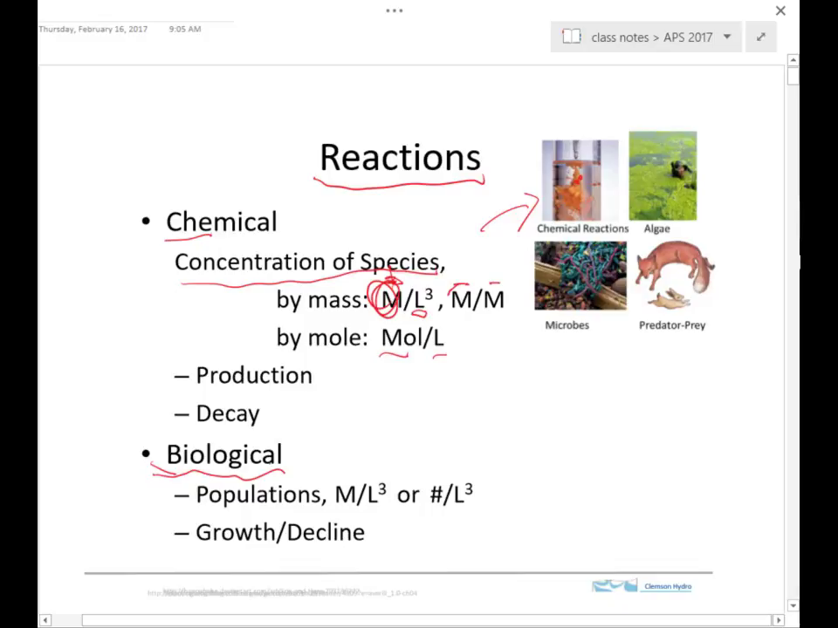Biological reactions. Here we're going to treat biological entities instead of mass. So we'll have concentration as, say, the number of biological entities per volume, or we may take the mass of the entities per volume. So we can describe a population as a concentration. That'll be a convenient way to think about it. And we'll be interested in the population dynamics, how the population grows and how it declines. And there'll be various applications for this pertaining to ecosystems.